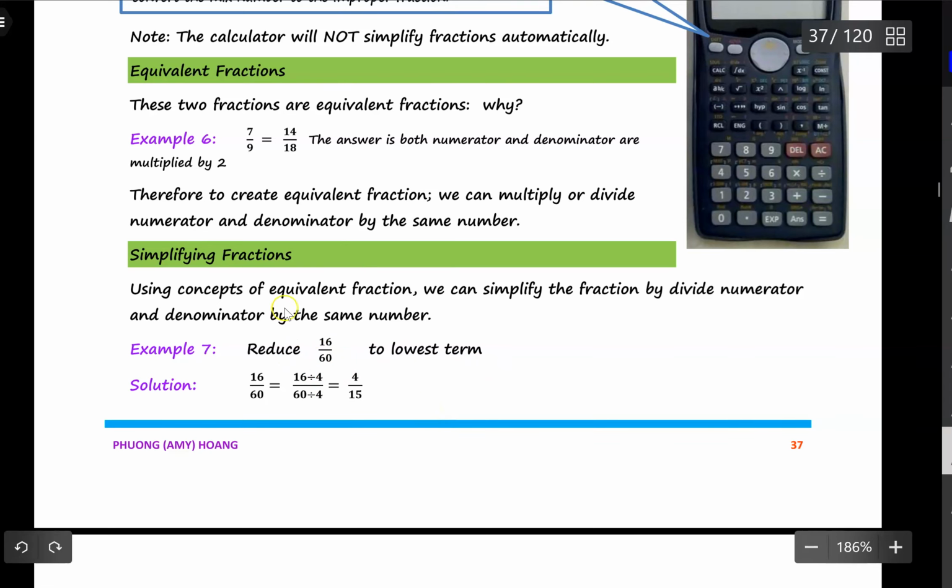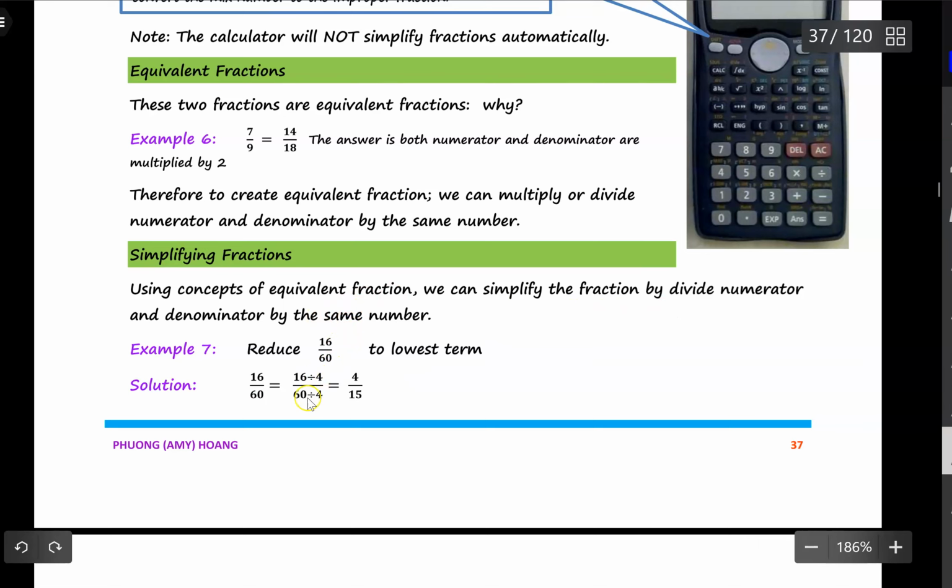All right, so again, simplifying fractions. Using the concept of equivalent fractions, we can simplify a fraction by dividing the numerator and the denominator by the same number. If you want to increase the fraction, you multiply the top and the bottom by the same number. If you want to simplify or reduce to the lowest term, you must divide the numerator and the denominator by the same number. In this case, I divided by 4.